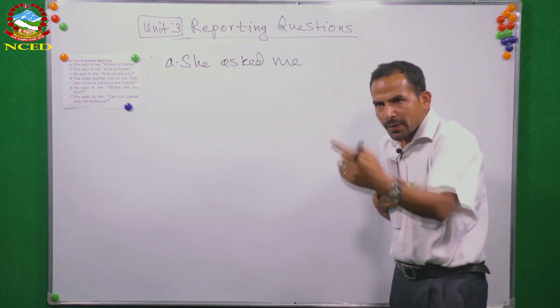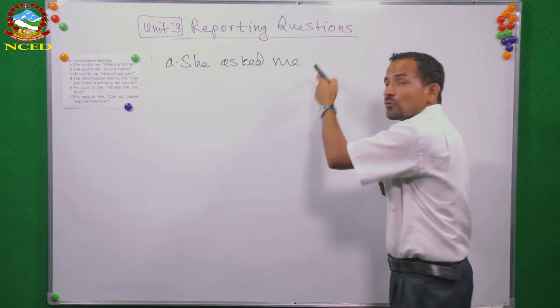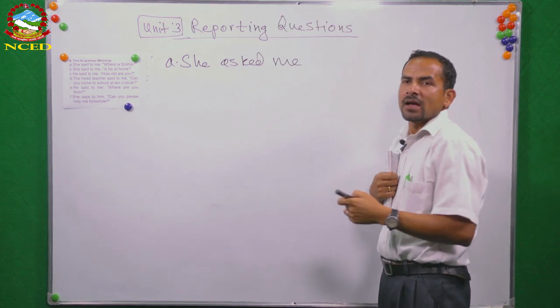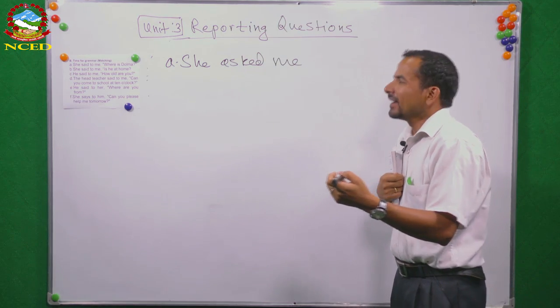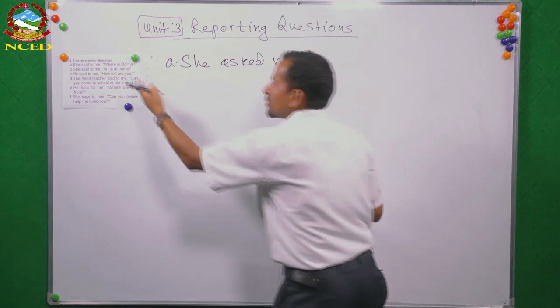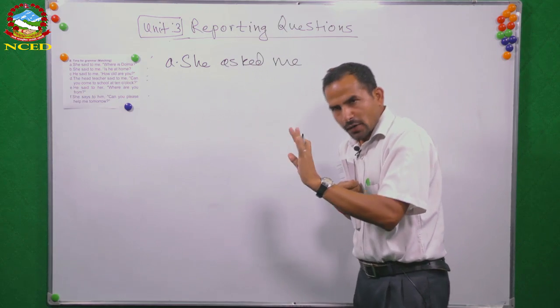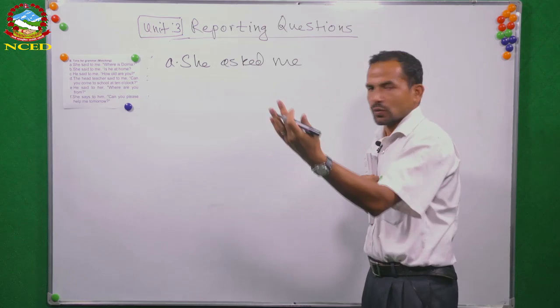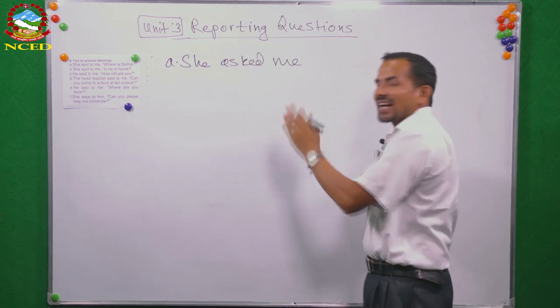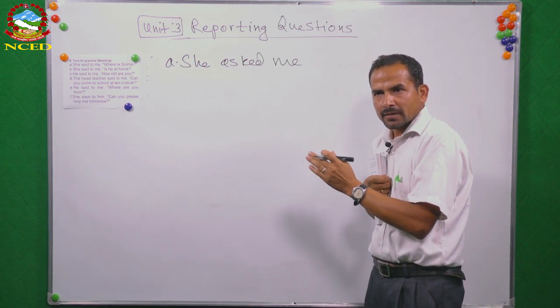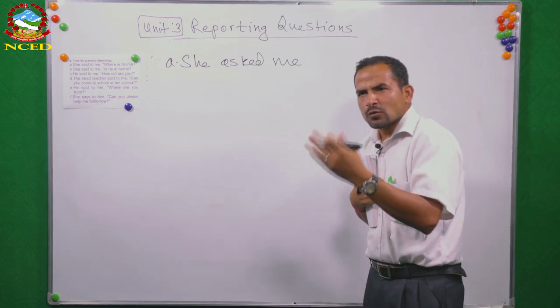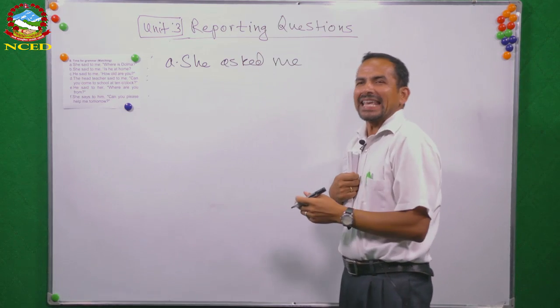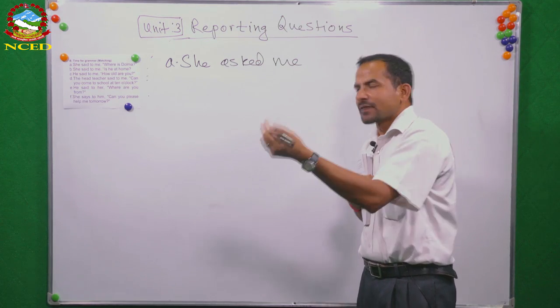In reporting imperative sentences, we needed "to" here. But in reporting questions, particularly while reporting WH questions, we don't need any connecting word there, neither "that" nor "to". So we just change that question into indirect speech. But how do we do that? The question form is changed into the statement form.